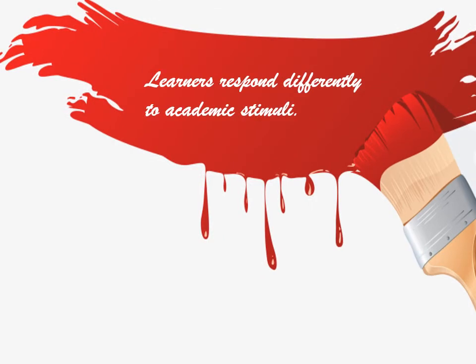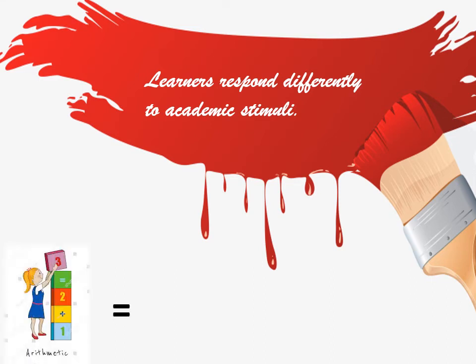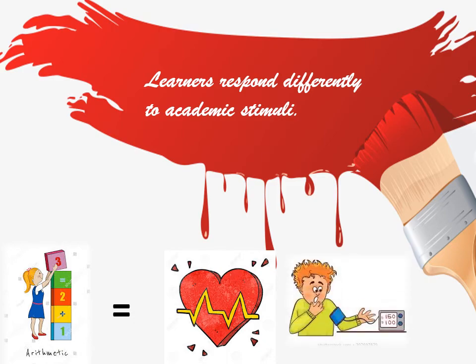Number 5. Learners respond differently to academic stimuli. Using some measuring instruments, researchers have found out, among other things, that simple problems in mental arithmetic can under certain circumstances cause a massive increase in heart rate and blood pressure.